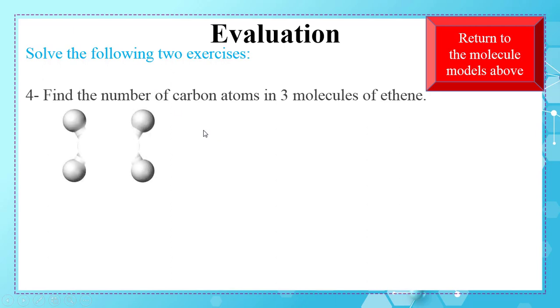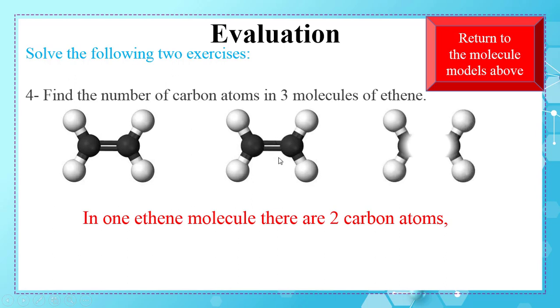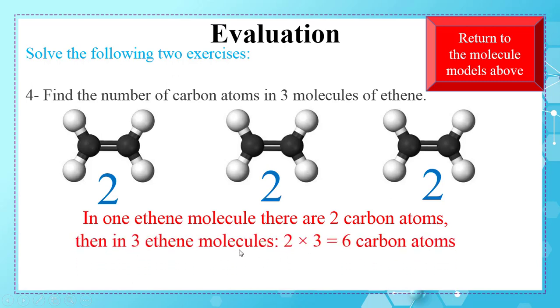So find the number of carbon atoms in 3 molecules of ethene. It is so easy. We say that this is the ethene molecule. In 1 ethene molecule there are 2 carbon atoms. As you see, the 2 black balls represent 2 carbon atoms. And in the second it's the same thing. Repeated in the third ethene molecule. So 2 and 2 and 2. Then in 3 ethene molecules, 2 multiplied by 3, we get 6 carbon atoms.